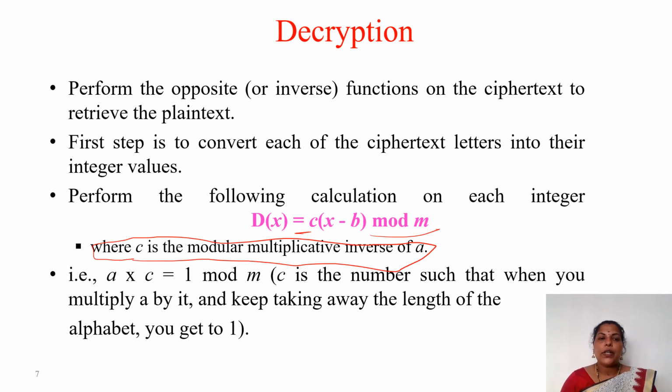So here, how we are computing the multiplicative inverse: a is the key, and c is the modular multiplicative inverse of a. So a into c equal to 1 mod m. Always, if you multiply some value with this a, we must get the answer as 1 mod m. That value is the multiplicative inverse of a. So c is a number such that when you multiply a by it and keep taking away the length of the alphabet, we have to get a 1. Let us see an example. The same example we are continuing in the decryption also.